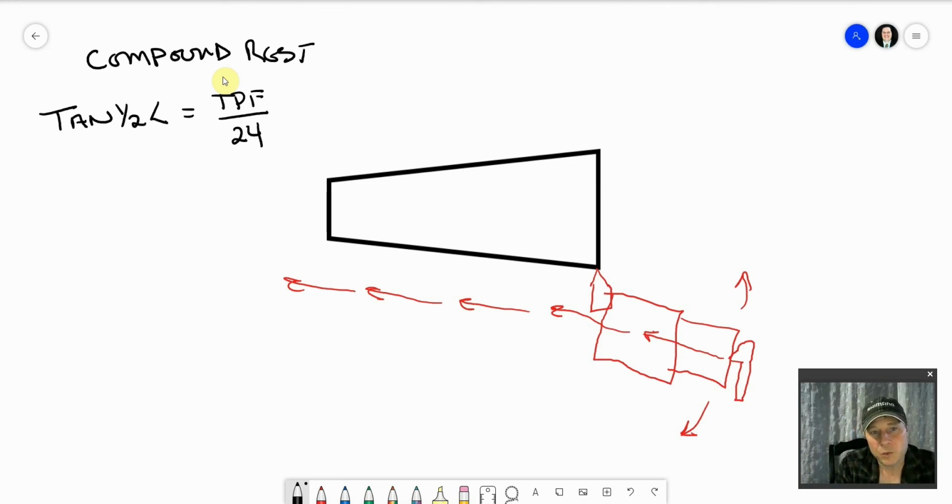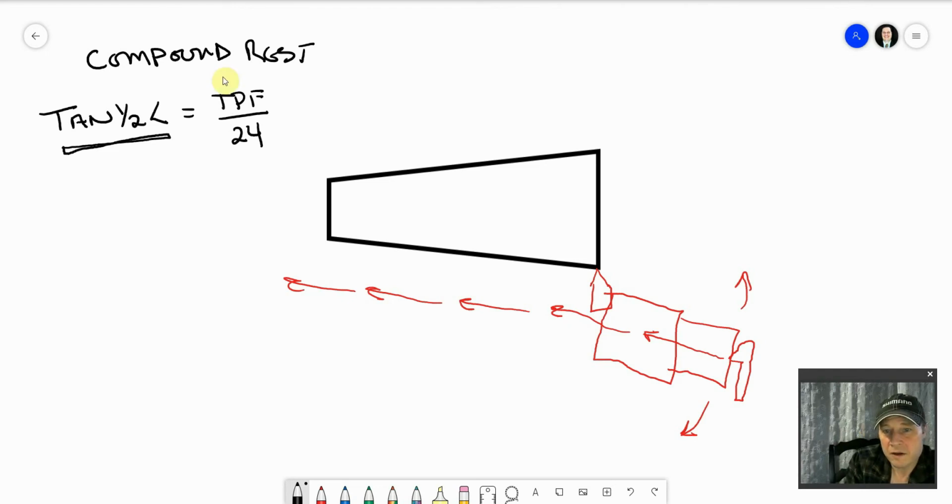And a lot of people ask, why is it tangent of half the angle? Why are we solving half the angle? Has anybody got any thoughts on why that's what we're solving for? Why are we solving half the angle? Because we're only going on one side, so it's half the diameter. Yeah, you got it.